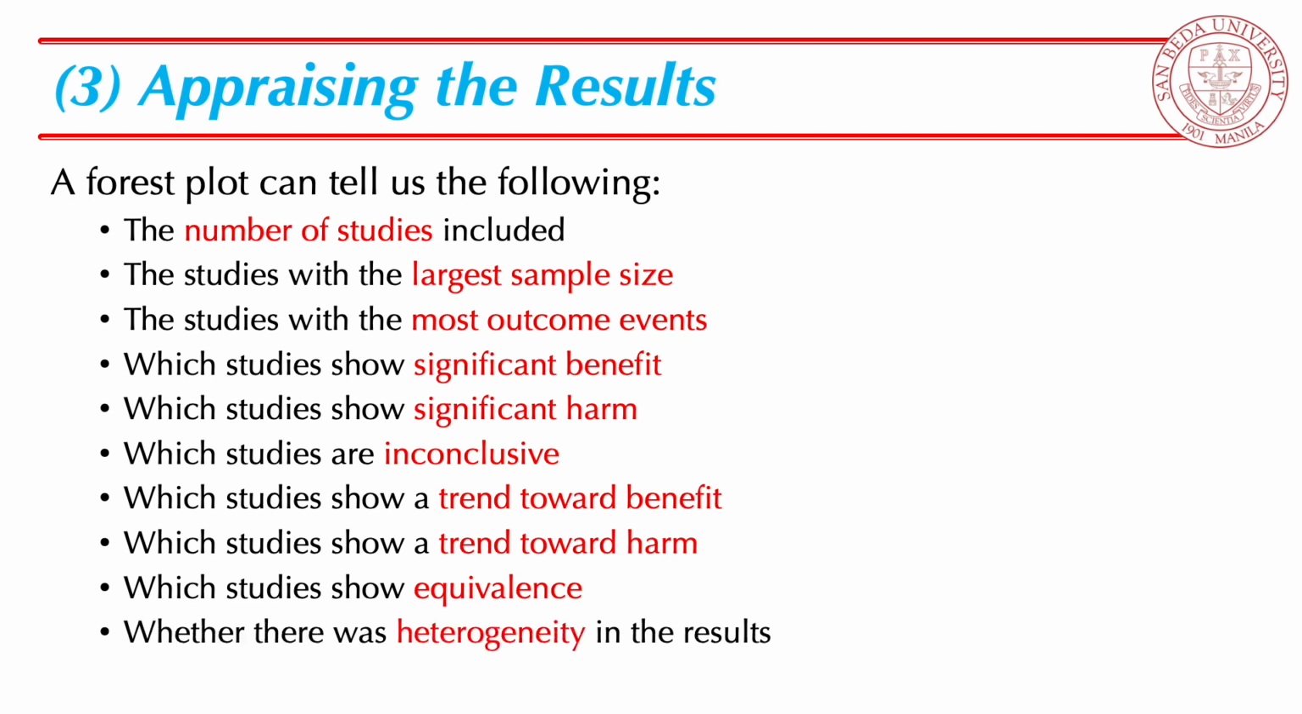And lastly, whether there was heterogeneity in the results. We will touch on heterogeneity in a bit, but a rough way of assessing it is by dropping a vertical line through the lines and see which ones do not intersect or overlap with said vertical line.